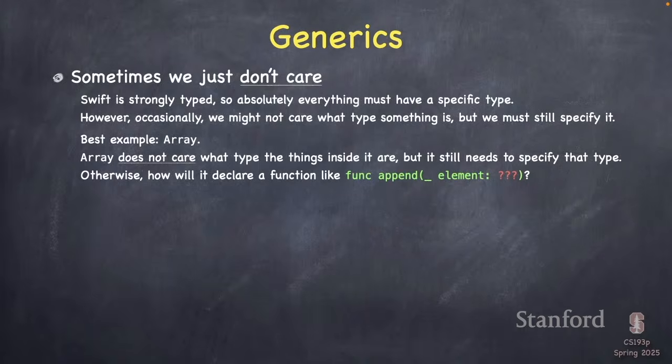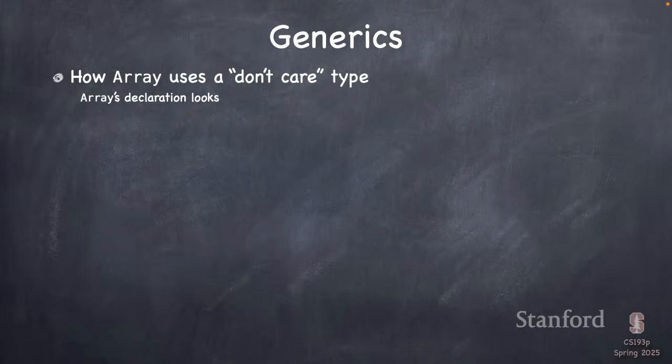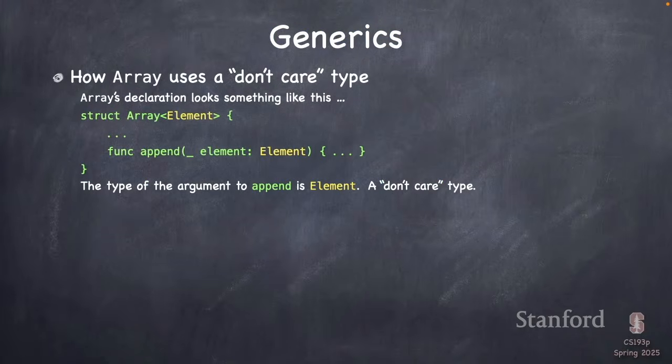However, it needs to have a name for that type, because how else is it going to declare the function append? Append appends an element. The red question marks there have to have some type there, even though it can be any type in an array. So how does this work? This works through this system we call generics. And the way array declares itself is it says, I'm struct array, and in angle brackets right after it says, and here are my don't cares. I call them don't cares, all right? Here are the types that I don't care about, but I'm going to use.